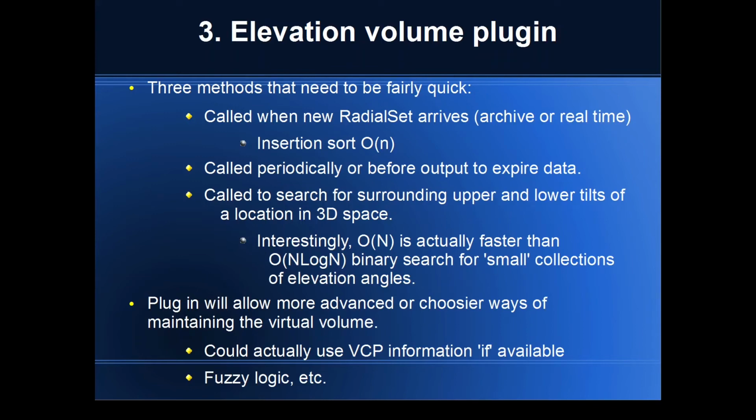The third method that needs to be quick is the lookup from 3D space that gives us the upper and lower elevation angles around a point of interest. This requires searching the list of elevation angles. Currently, for small n, just doing a linear search here is the fastest. This is due to CPU prefetch, L2 caching, and other factors. The plugin model here will also allow others to experiment with more complicated ways of maintaining a virtual volume, including fuzzy logic and or even using BCP information if it's available.